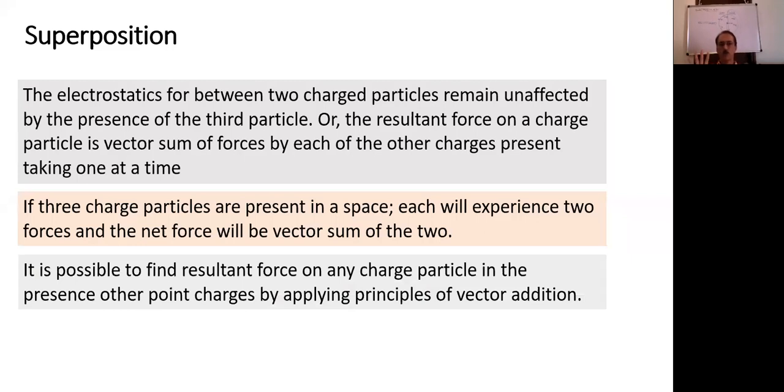Because of superposition, it is possible to find the resultant force on any charged particle in the presence of other point charges. Still, what is the condition which is not relaxed? The condition that all charges should be point charges. The only relaxation due to the principle of superposition is that we are no longer limited to two charged particles. We can deal with multiple point charges by applying the principle of vector addition.